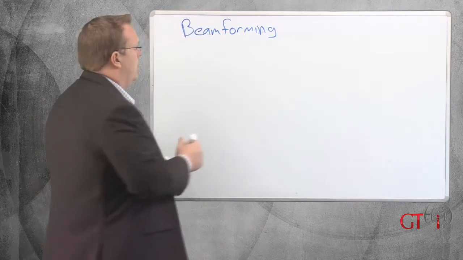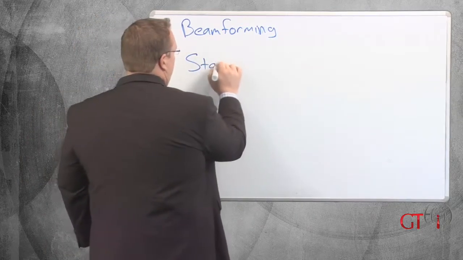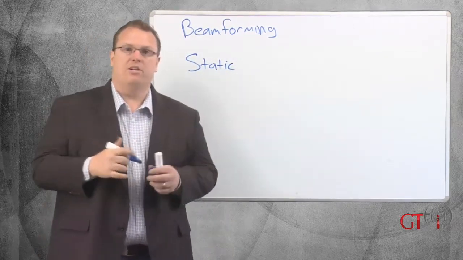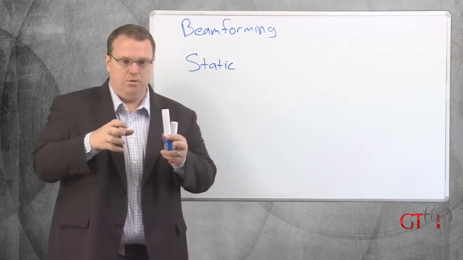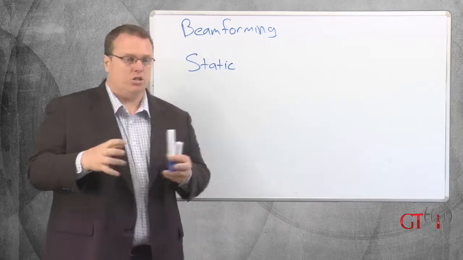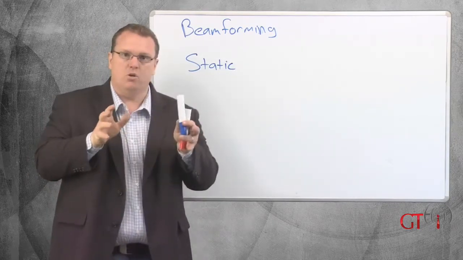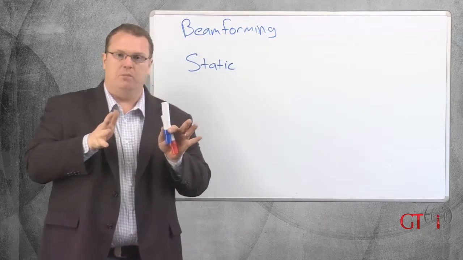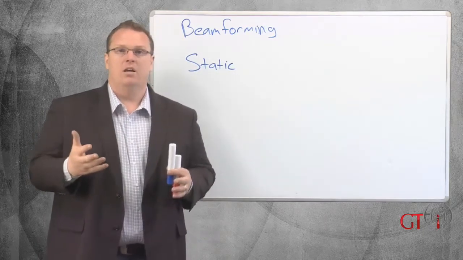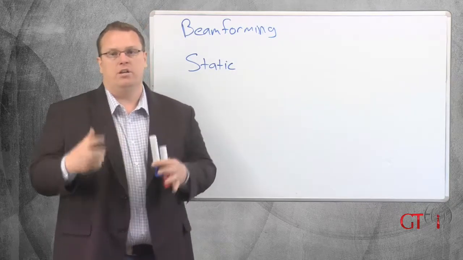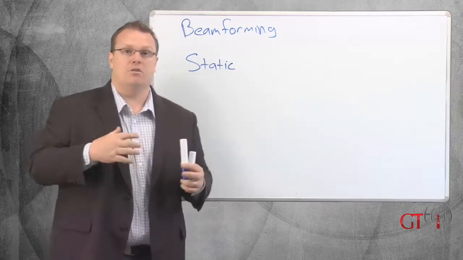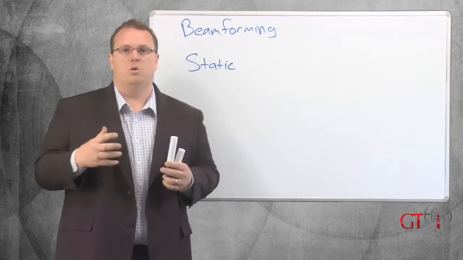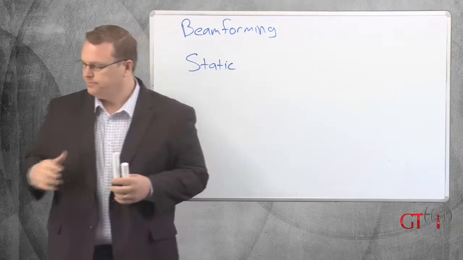The first is called static beamforming. Static beamforming is really what we've already discussed, which is multiple antenna elements put into a specific configuration in order to transmit a beam of signal. Now we've already seen that. We've seen that in semi-directional antennas and directional antennas and even sectors. So nothing new there, but it is important to understand that is a type of beamforming.